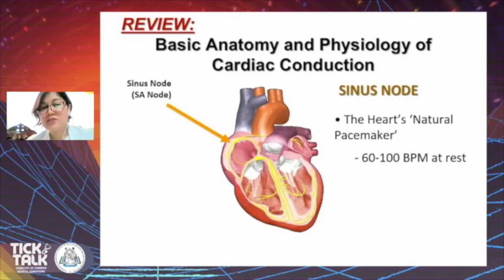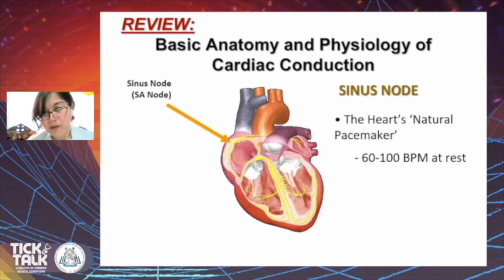We know for a fact that the sinus node, which is located at the right atrium, is the heart's natural pacemaker and is where the main cardiac impulse comes from. It fires at around 60 to 100 beats per minute at rest, making it predominate over the other cells that have automaticity and form the cardiac conduction pathway of the heart.